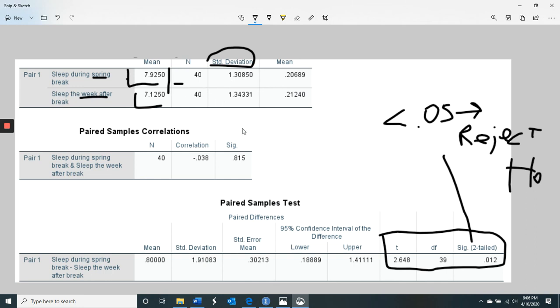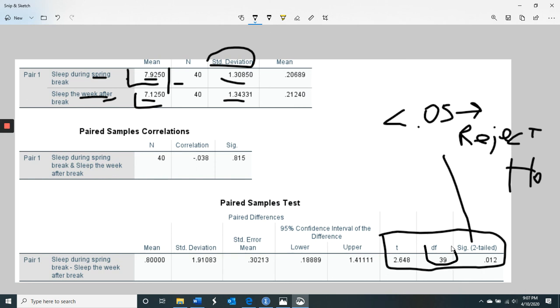But we just throw in parentheses the mean and standard deviation for the two times that we measured people sleeping. So people slept more during spring break, parentheses, mean equals 7.93, comma, standard deviation equals 1.31, versus the week after break, in parentheses, mean equals 7.13, comma, standard deviation equals 1.34. End of parentheses, comma, so we've given the descriptives and we told people which thing is greater than the other. Then we give the t stuff.